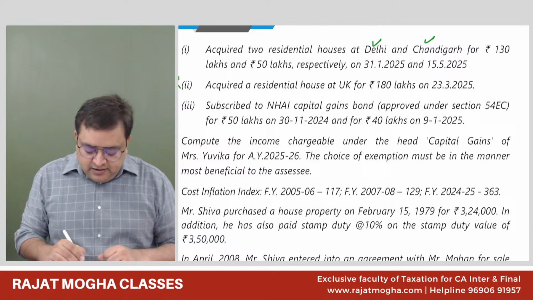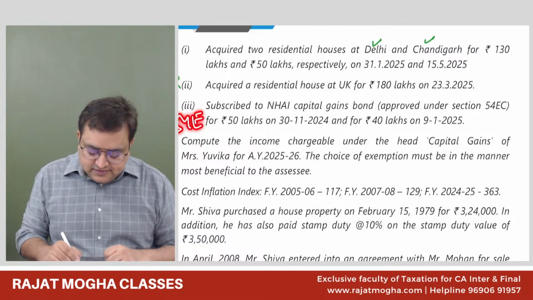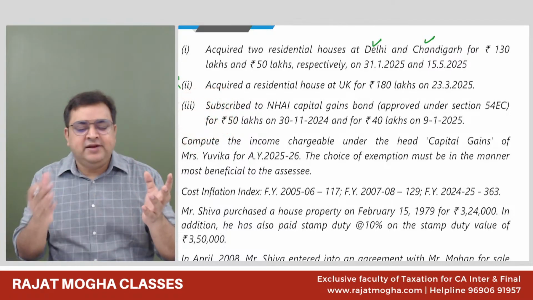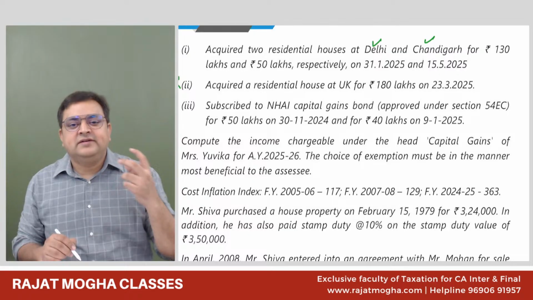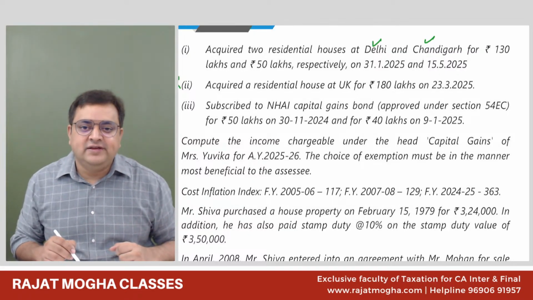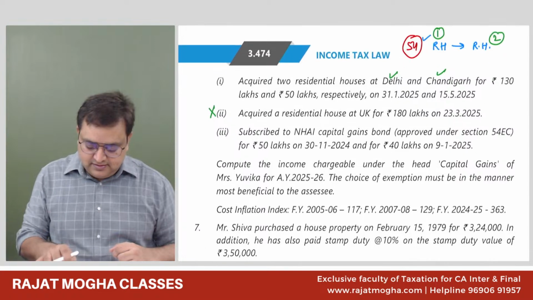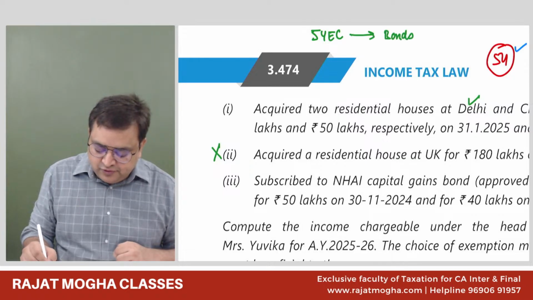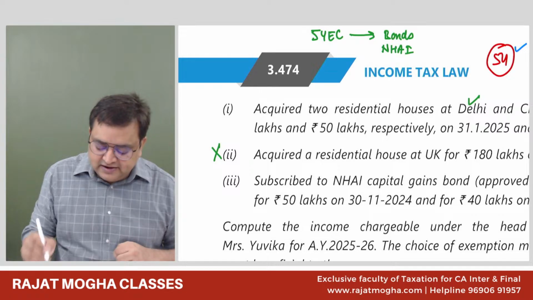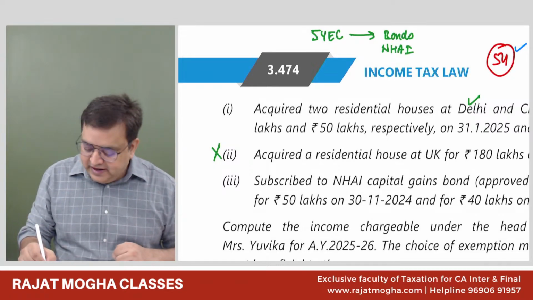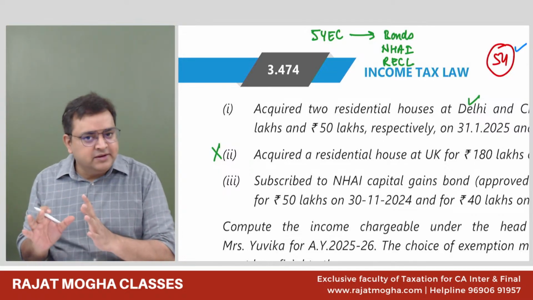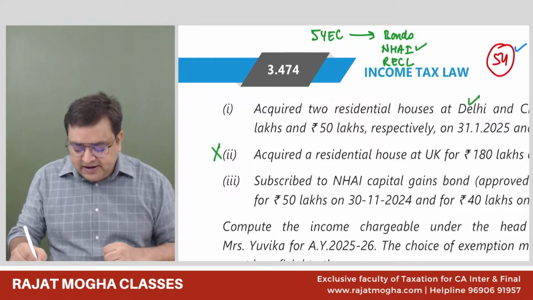Please tell me, in 54EC, can we take an exemption? What is the asset transferred and where do we need to invest? We need to invest in bonds. What should be the asset transferred in 54EC? Anything, and you have to purchase bonds of NHAI, National Highway Authority of India, Rural Electrification Corporation Limited, or other notified. Other notified you can skip. For examination purpose, please remember NHAI or RECL.